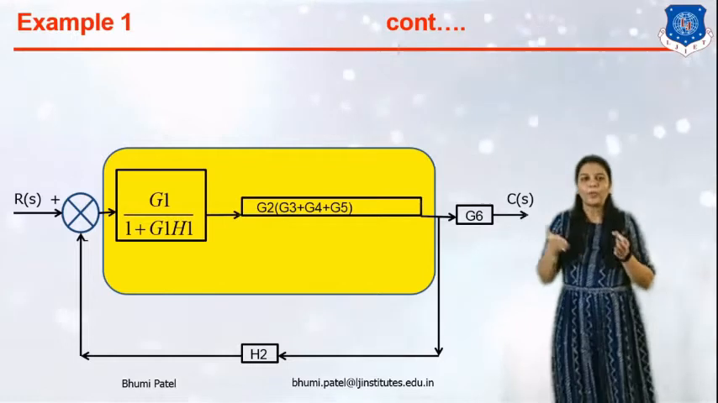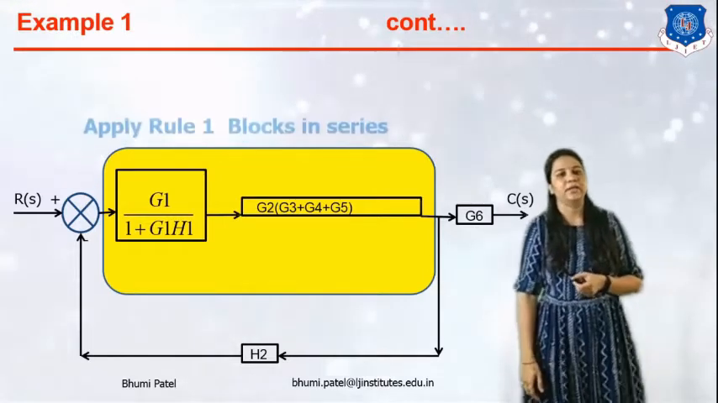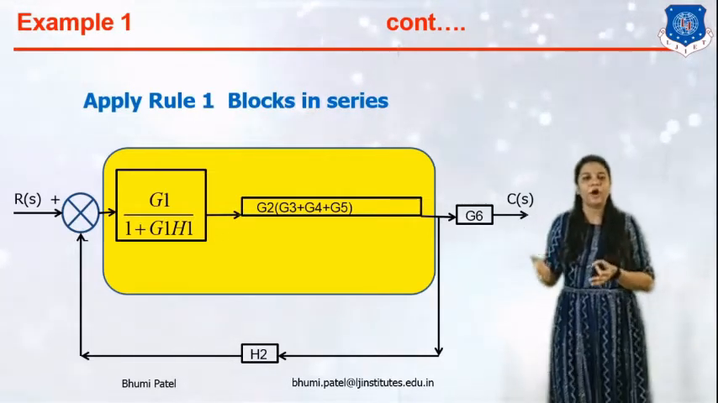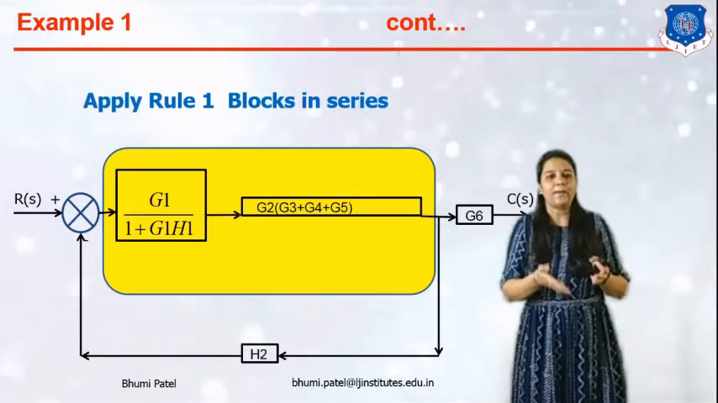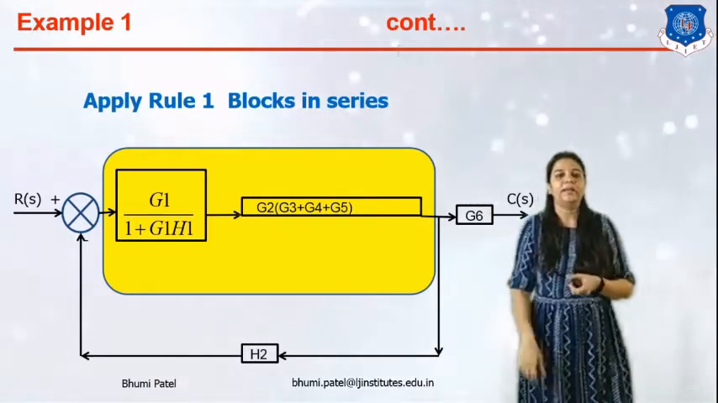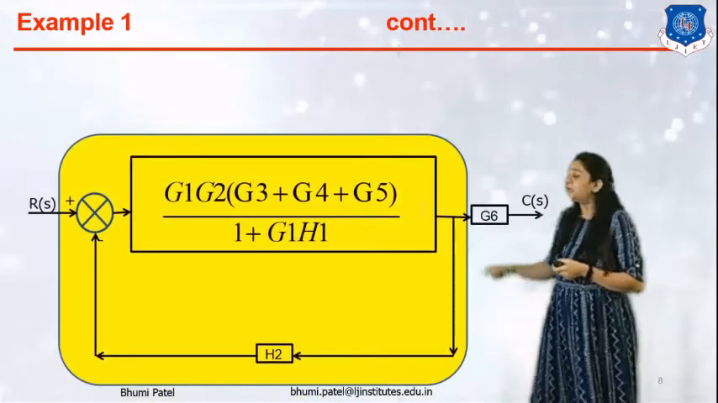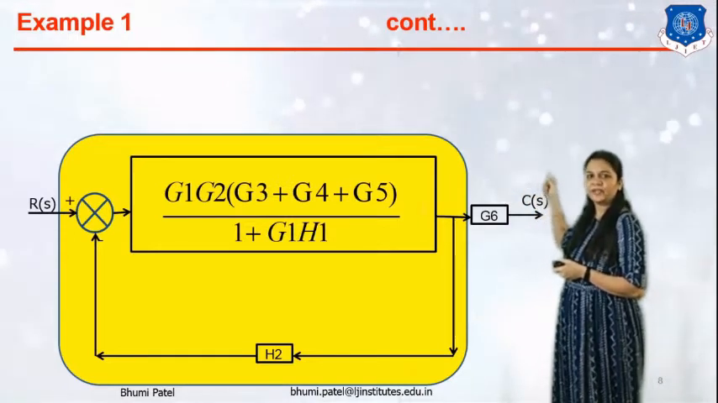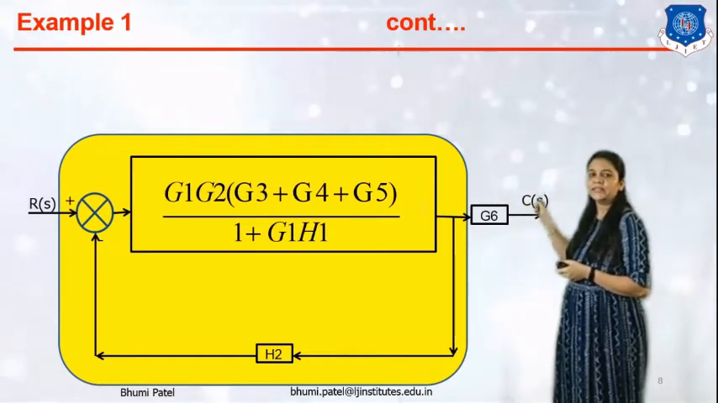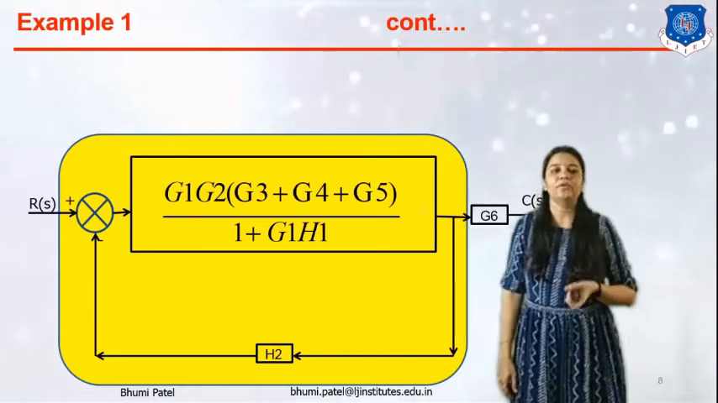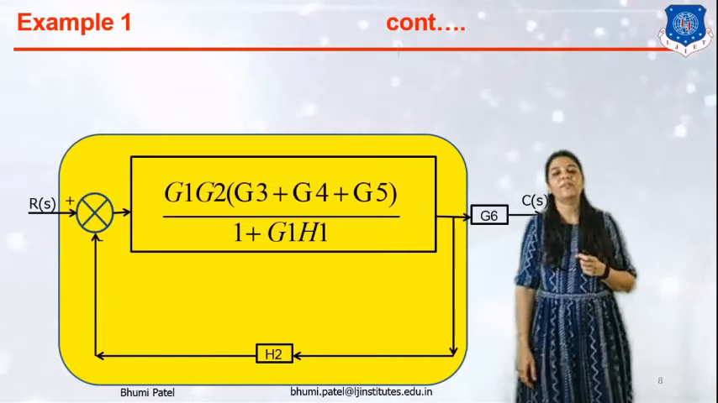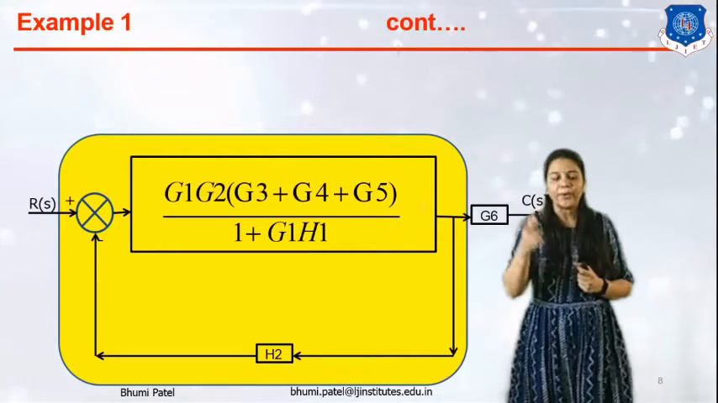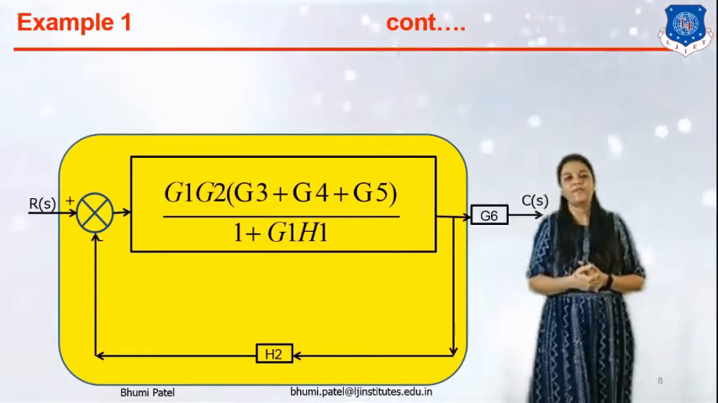Now again the two blocks are connected in series connection. So simply we can apply rule number 1, block in series connection. So we can multiply these two blocks and we can get this type of block: G1, G2 in bracket G3 plus G4 plus G5 upon 1 plus G1 H1. Okay, now here you can see that H2 is our feedback element and G1, G2 in bracket G3, G4, G5 upon 1 plus G1 H1 is our forward element.